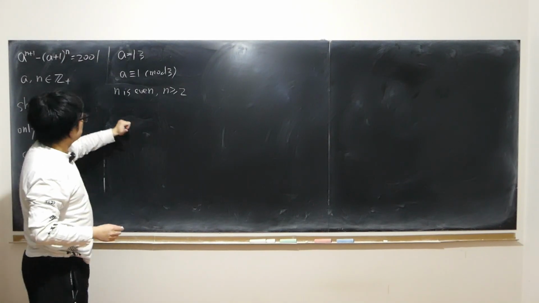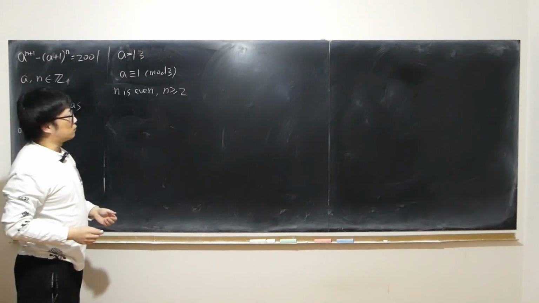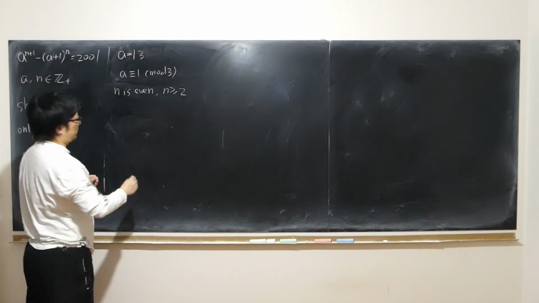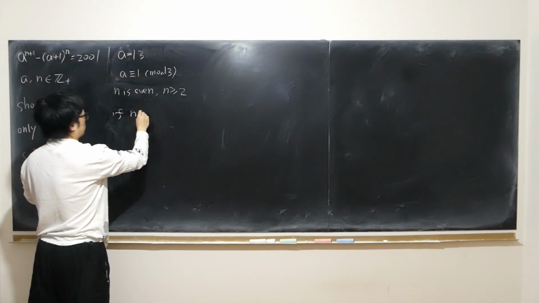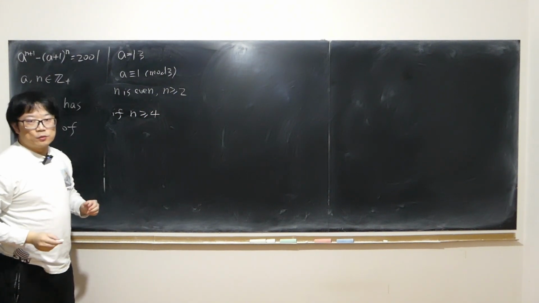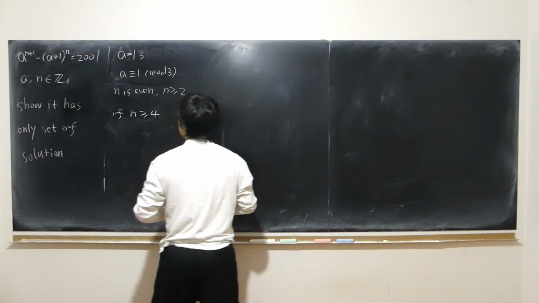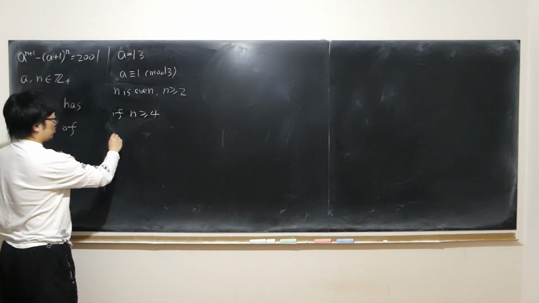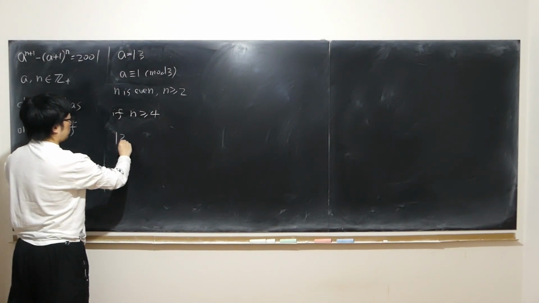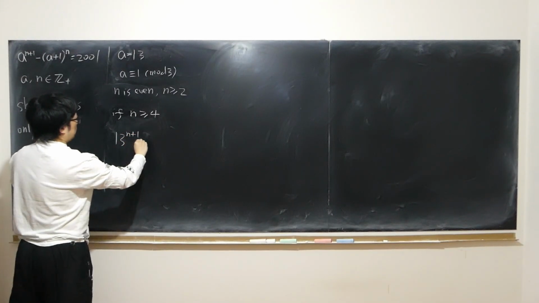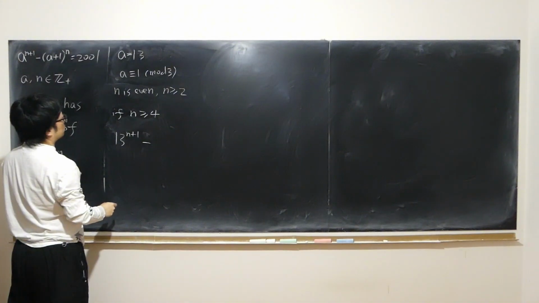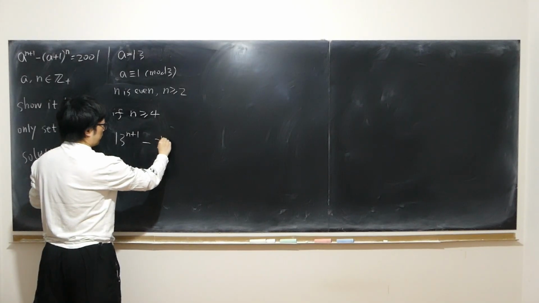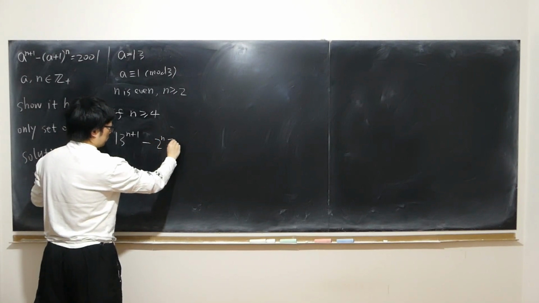So the only thing left is to determine the value of n. Here I say n can only be 2. It cannot be greater than or equal to 4, because if n is greater than or equal to 4, this time I use mod 8. Like I said, A is 13 already. So 13 to the power of n plus 1 minus 14 to the power of n. But 14 to the power of n is in fact 2 to the power of n times 7 to the power of n.